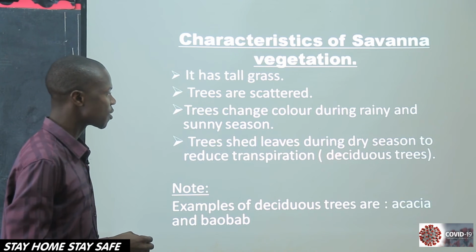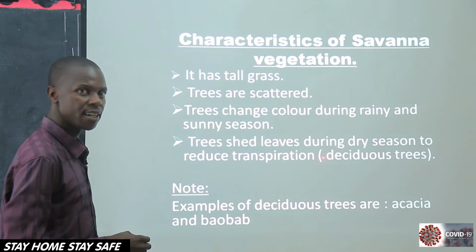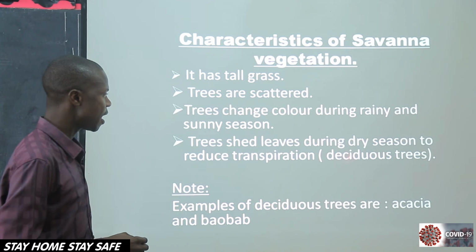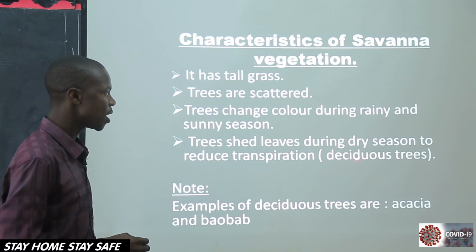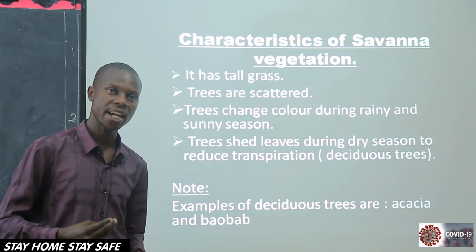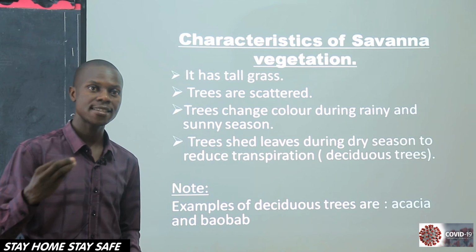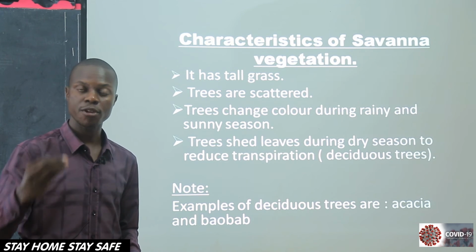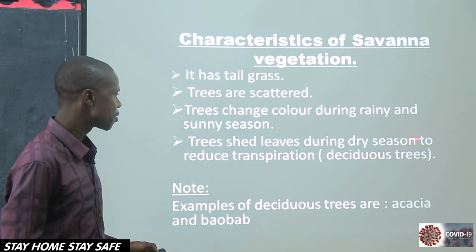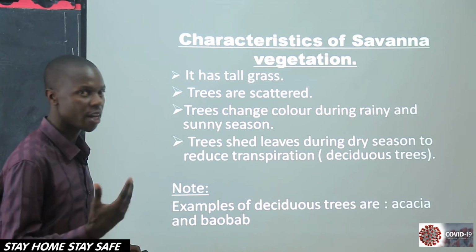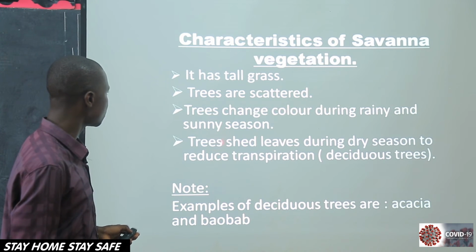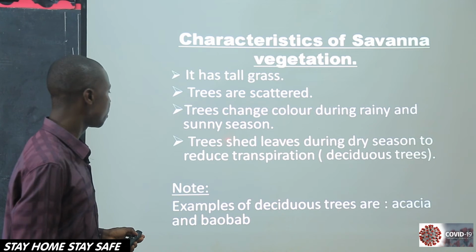So the trees in the savanna region that shed their leaves during the dry season, we refer to them as deciduous trees. Can everyone say deciduous? Again, deciduous. So let's spell this word: D-E-C-I-D-U-O-U-S, deciduous trees. If you are asked what deciduous trees are, these are trees that shed their leaves during the dry season. And why do deciduous trees shed their leaves during a dry season? To reduce the rate of transpiration. So these things here can show someone that this region has savanna vegetation.